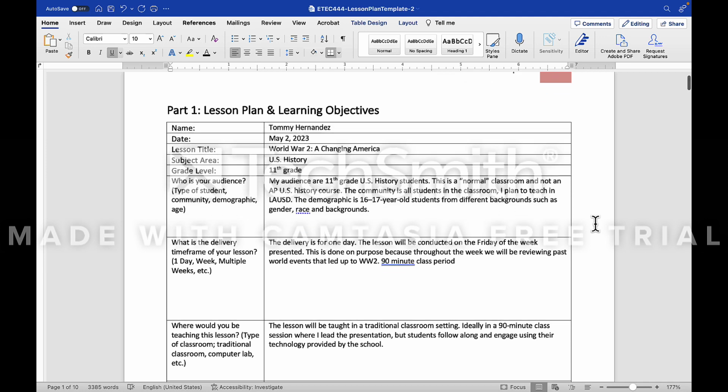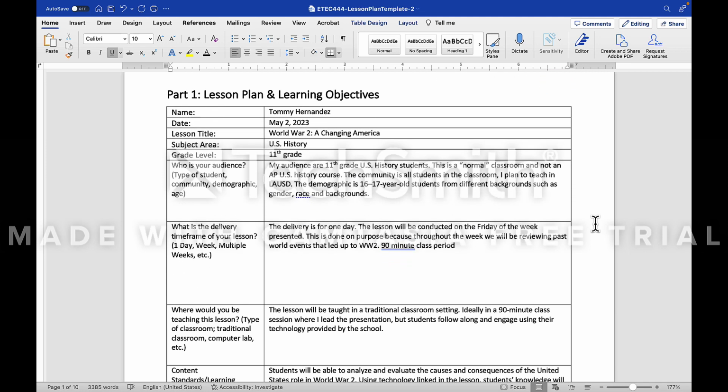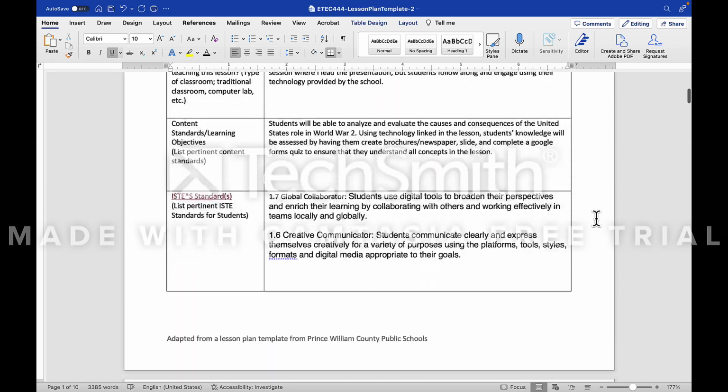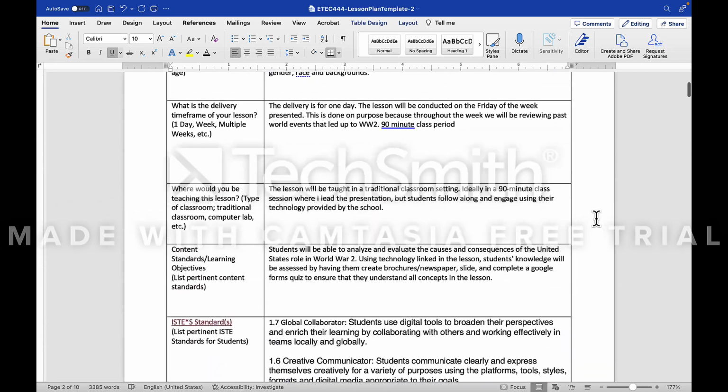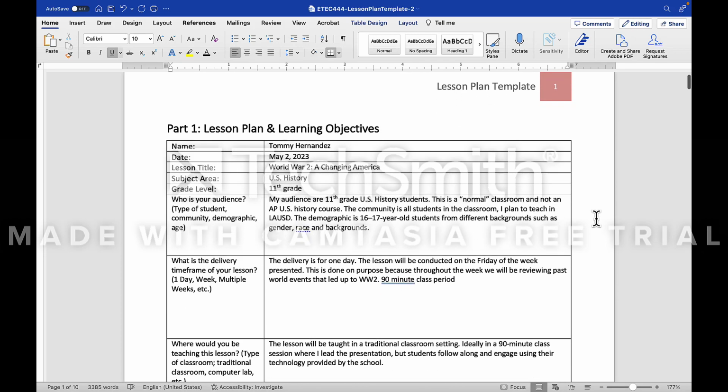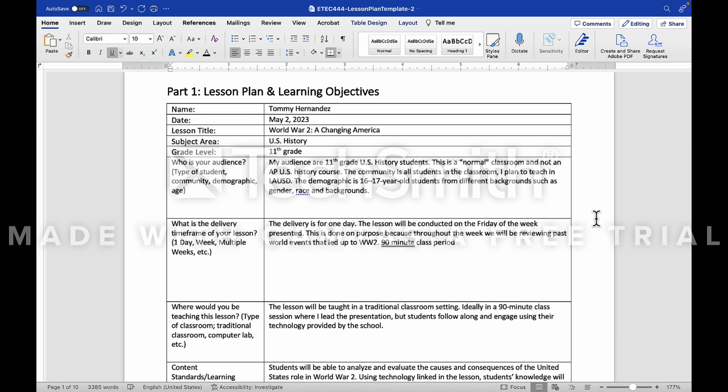So this is going to be for an 11th grade history class. It's going to be about World War II, in specific America's role before, during, and after it. My demographic and audience are 11th grade students. It's going to be a classic 90-minute class, and their objectives are to learn about the role of America before, during, and after, and what the after effects of the war were for the country, both domestically and abroad.